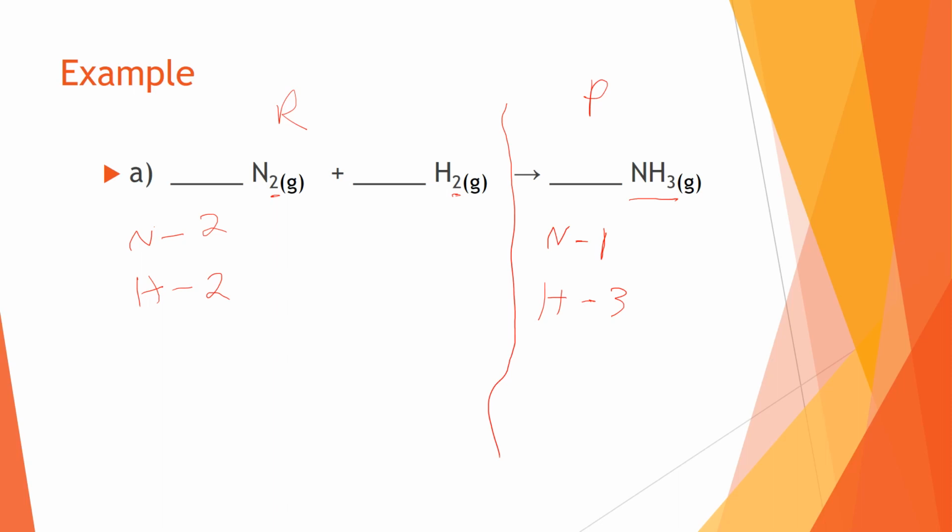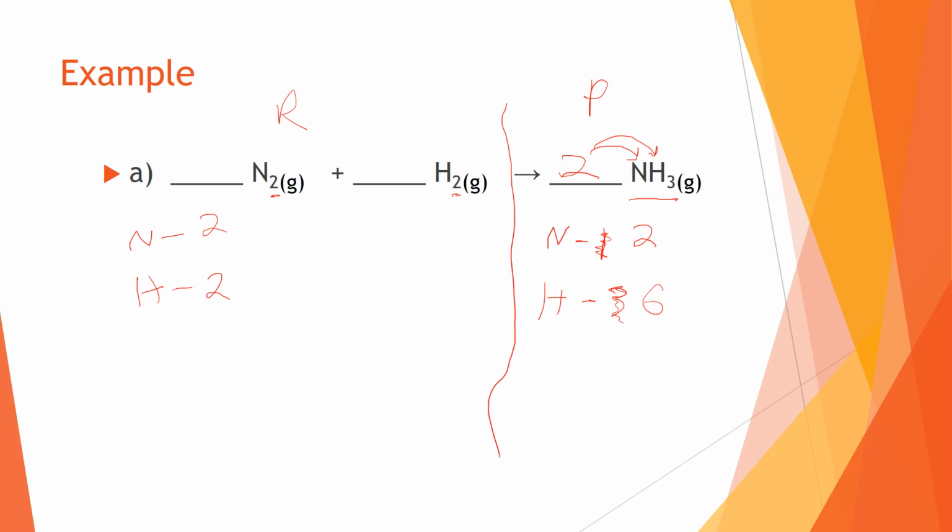So what I can do is I can add a 2 here. Now this 2 multiplies each of the atoms. So 2 times 1, right? There's a 1 there. 2 times 1, now I have 2 nitrogens. And 2 times 3, now I have 6 hydrogens on this side.